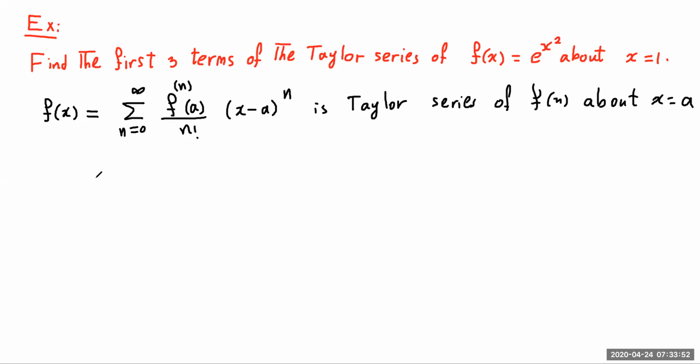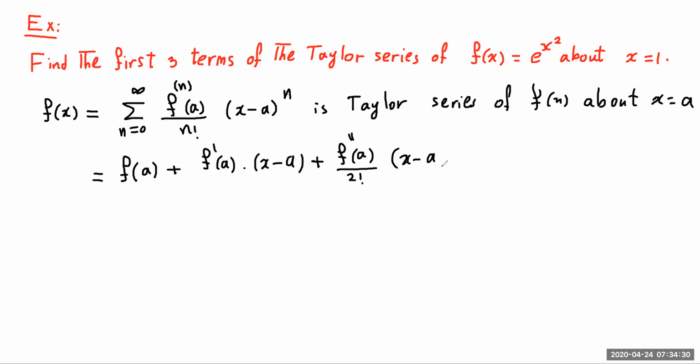Now if we want to write this in detail, at n equals 0, 0 factorial is 1, and (x minus a) power 0 is 1. The derivative of order 0 of the function f is the same as the function f, because there is no derivative. Zero derivative means no derivative. So f(a) plus the first derivative of f at a over 1 factorial times (x minus a), plus the second derivative at a over 2 factorial times (x minus a) power 2, plus etc. So this is term number 1, term number 2, term number 3. Let's calculate these three terms.